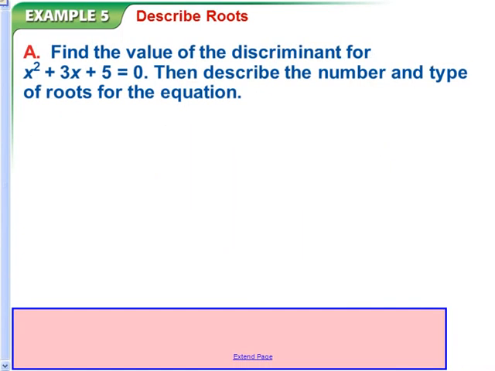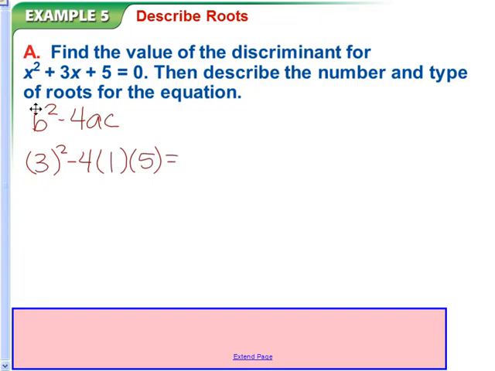Okay, so we're going to look at the discriminant a little bit more specifically now. The discriminant, again, was b squared minus 4ac. So let's fill that in for this problem. b is 3, a is 1, c is 5. So we could type that in, and we get -11.